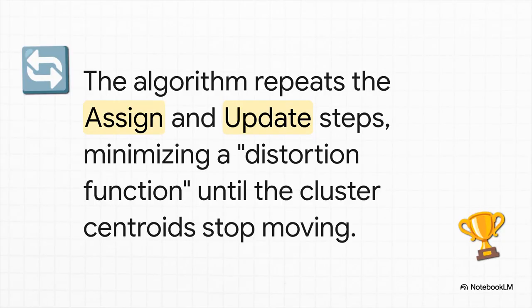And that's it. It just repeats those two steps over and over. Assign and then update. Assign, update. And with every single cycle, the groups get a little tighter, a little more accurate. Eventually, the centers stop moving around because they finally settled into the best possible spots. They found the most stable groups, revealing the hidden structure in the data. And the amazing part? It did it all without a single label to guide it.